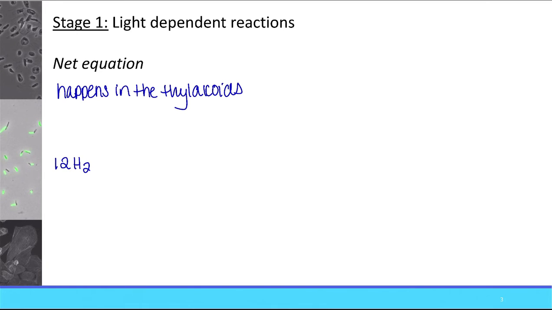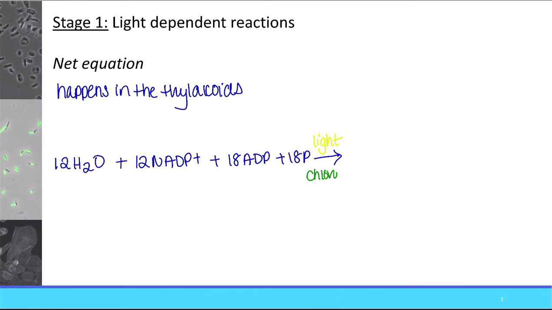So the overall net equation for the light reactions is 12 water plus 12 NADP plus 18 ADP plus 18 P, and we are going to use light. So light is our energy source, and then of course chlorophyll will play a role, and we'll talk about the role that plays in just a little bit. And our products are 6 O2 and 12 NADPH and 18 ATP.